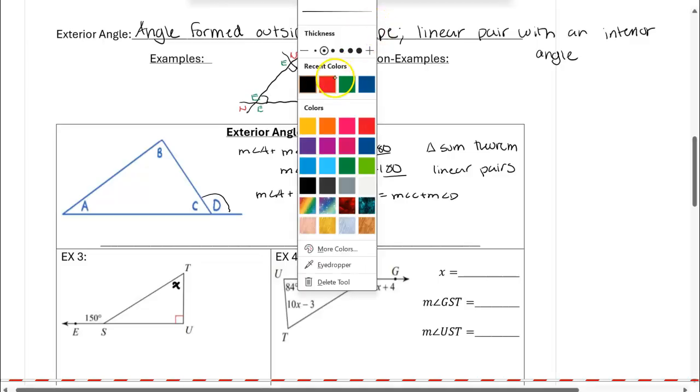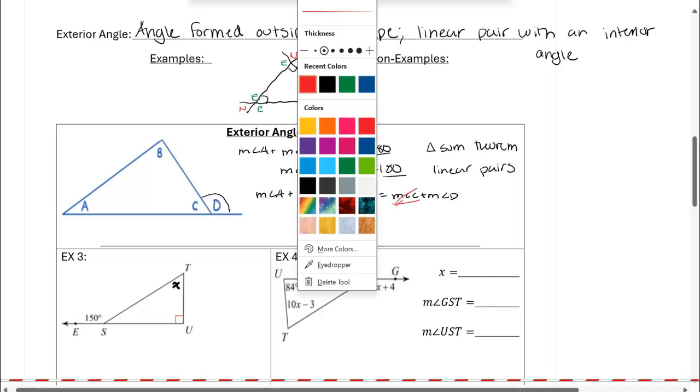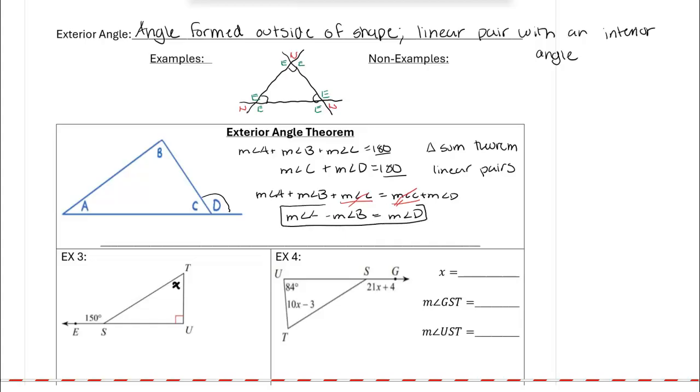But I'm going to underline this in red here. Measurement of angle C can cancel. So we'll get the measurement of angle A plus the measurement of angle B is equal to the measurement of angle D. Box that. That's an important relationship that we know. So there it is.